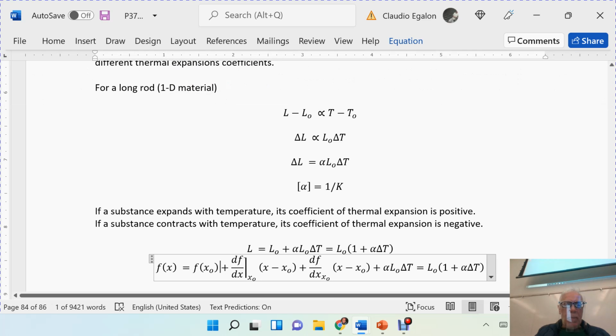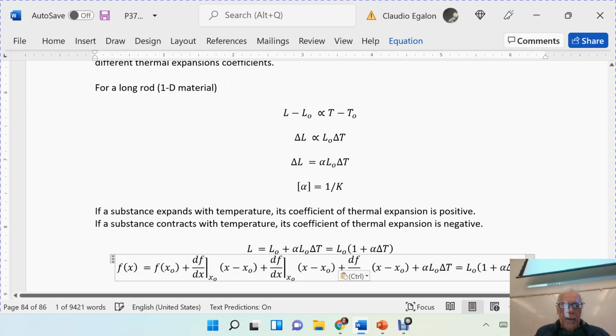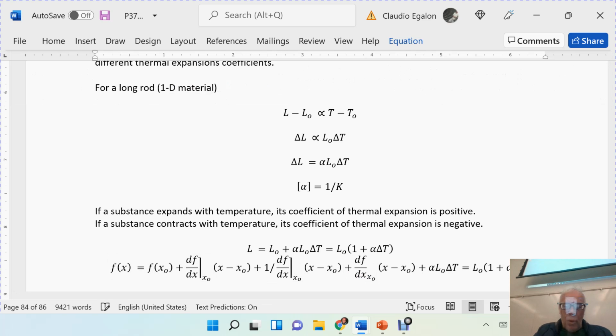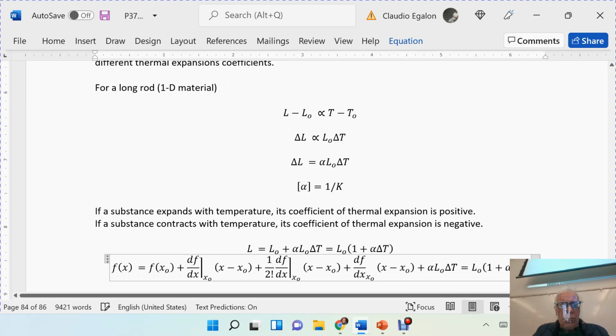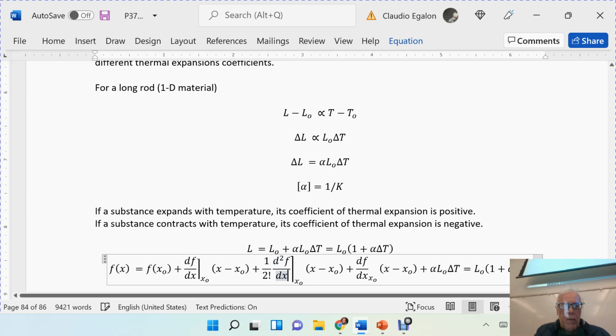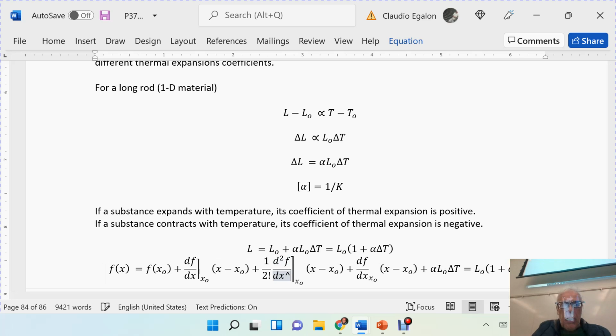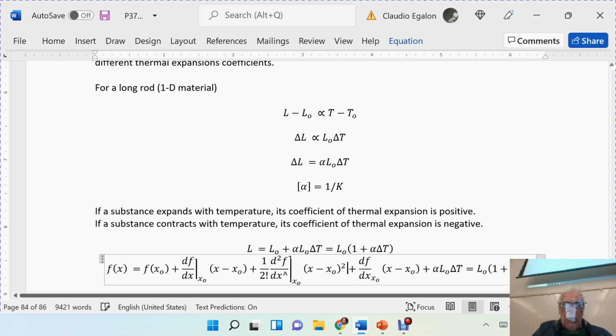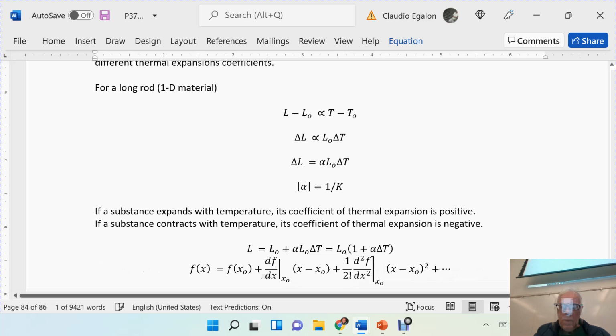And then what's going to be? Do you remember that? We're going to have 1 divided by 2 factorial, times the second derivative of f at x naught, times x minus x naught squared, and so on. That's exactly what we have here.